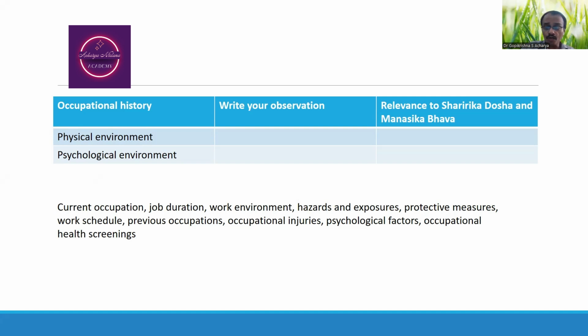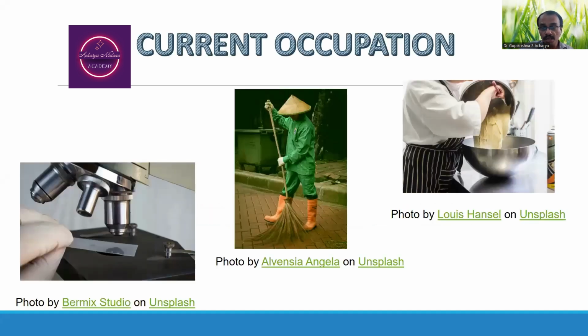So here are the following points: current occupation, job duration, work environment, hazards and exposures, protective measures, work schedule, previous occupations, occupational injuries and psychological factors, and occupational health screenings. These are the different points which are helpful in analyzing the person's physical status as well as psychological status.